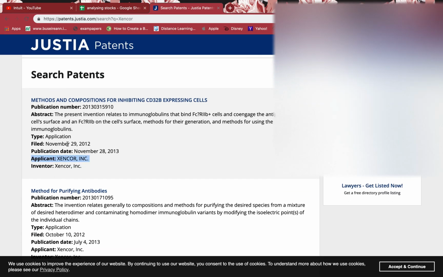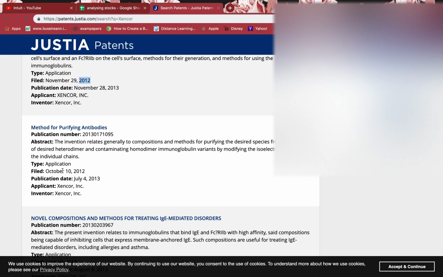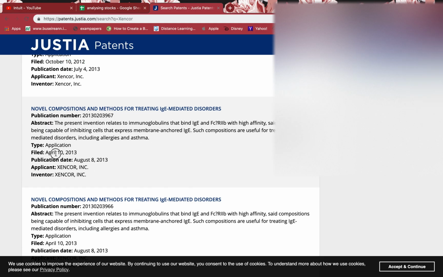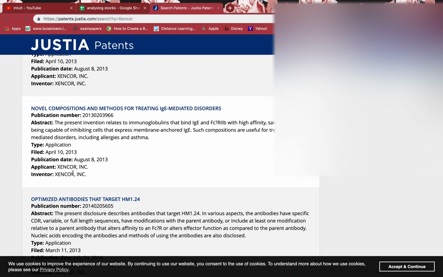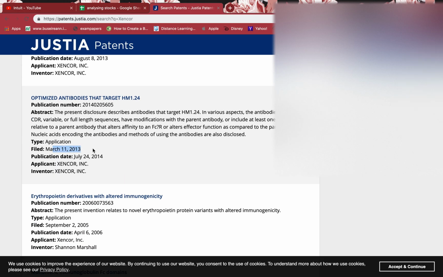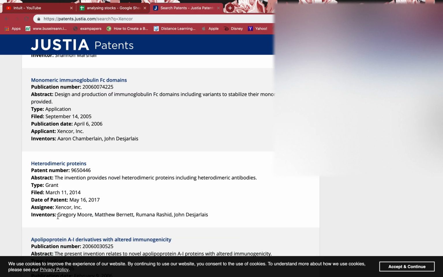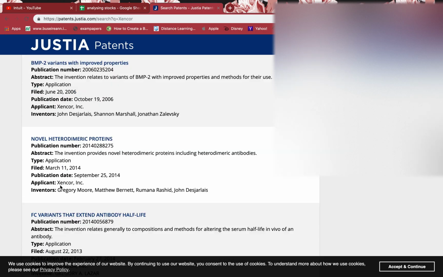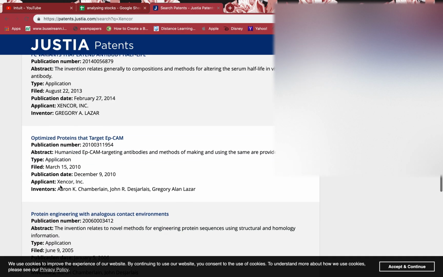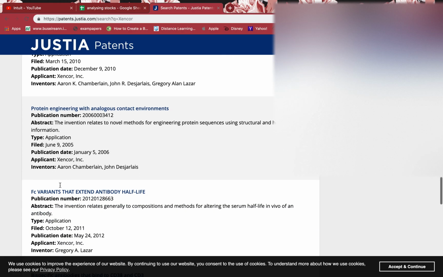So I'm just looking at it, and in 2012 they filed a patent, then November, then October, then April 2013, March 2013, 2005, and they have a lot of patents. What I'm more interested in is that the more patents they have, the stronger moat they will have. So the more competitive edge they have, because they have patents, so they have rights, so that they have a competitive edge that their competitors don't have. So the more patents, the better for the firm.